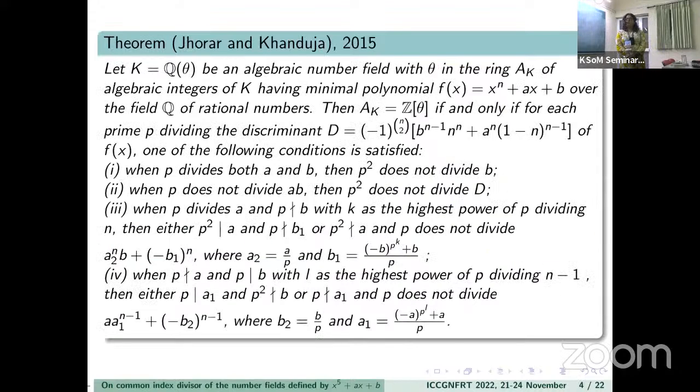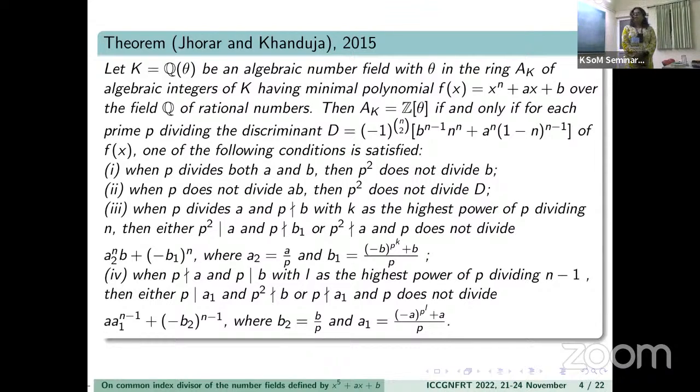Coming back to the first question, when A_K is equal to Z[theta], in 2015, Jhorar and Khanduja proved this for a special type of f(x), when f(x) is x^n plus ax plus b. They proved that if we take K equal to Q(theta), and theta has minimal polynomial f(x) = x^n plus ax plus b over the field Q, then A_K will be equal to Z[theta] if and only if each prime p which divides the discriminant D of f(x) satisfies one of the following conditions.